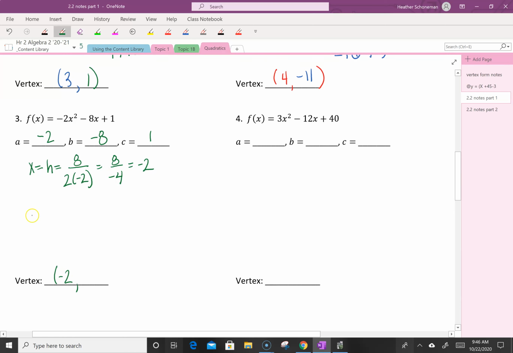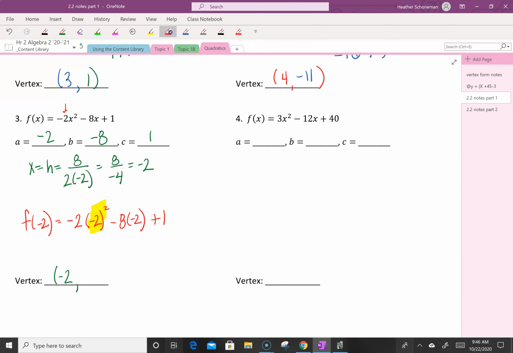So now we need to plug that in. So we're going to find f of -2. So I have the -2 that starts with, and then the x. So I'm going to put in parentheses, I'm going to put -2 squared minus 8 times -2 plus 1. Okay, there's a lot of -2's. So let's start with this part.